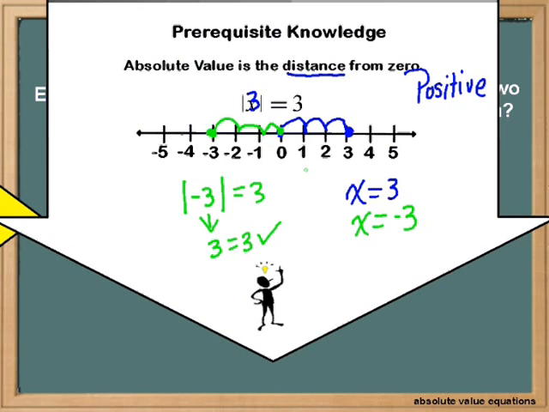So what we just learned here is that absolute value can result in 2 answers, because you can move to the left and be that distance away from 0, and you can move to the right and be another distance away from 0. So I hope that clarified for you that there can be 2 answers for absolute value.